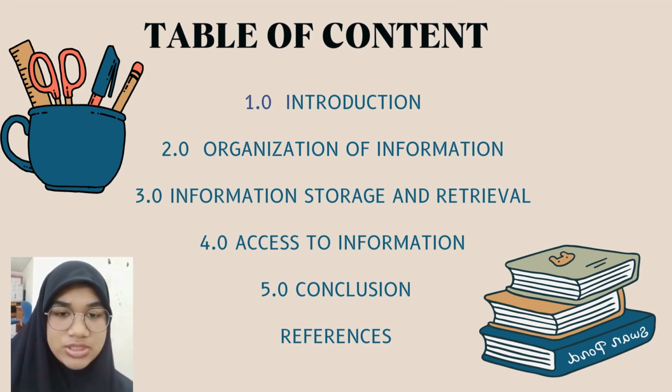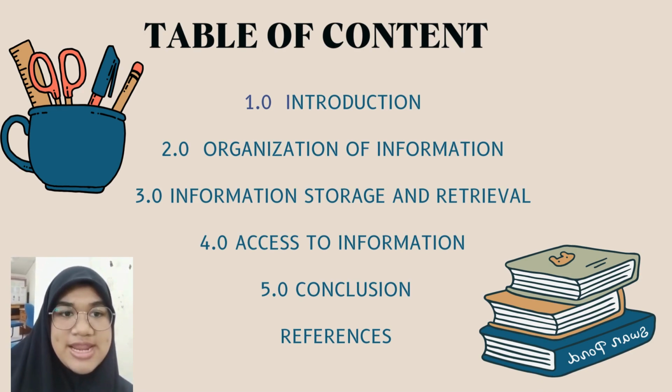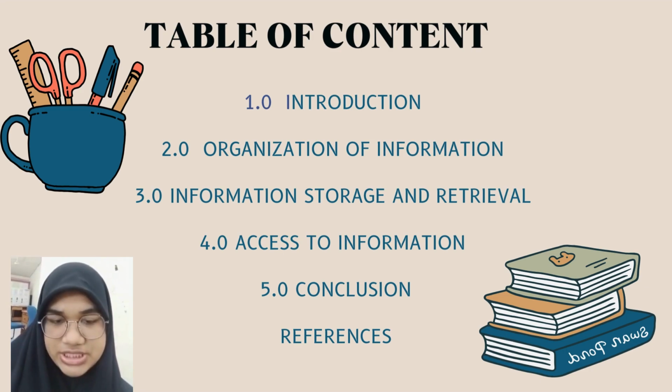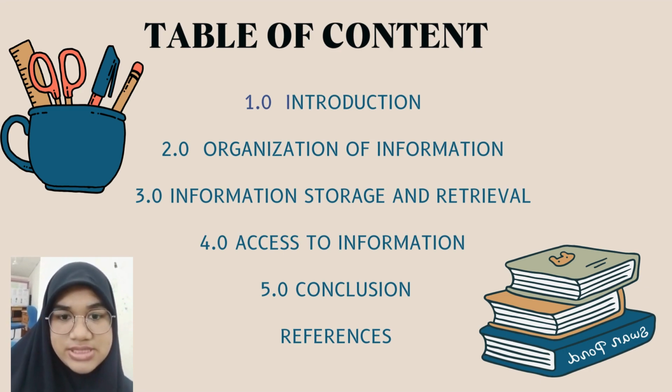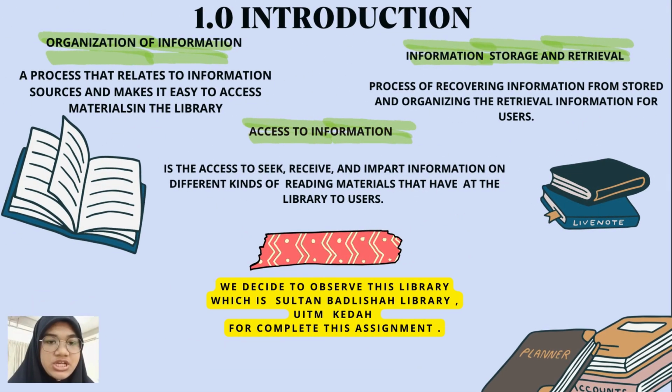So this is our table of contents, including introduction, organization of information, information storage and retrieval, access to information, conclusion and reference. First, the definition of organization of information is a process that relates to information sources and makes it easy to access material in the library, which is needed in the modern web era.